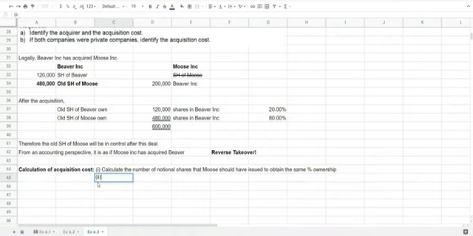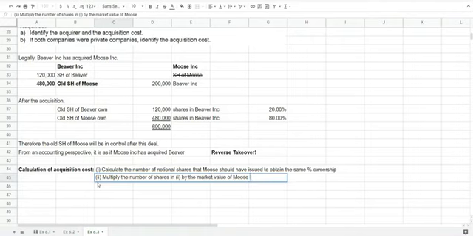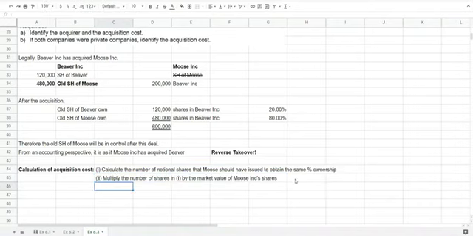And secondly, you want to multiply the number of shares in part one by the market value of Moose Inc.'s. Okay, so first, after the deal is done, the old shareholders of Beaver own 20%, and the old shareholders of Moose own 80%.